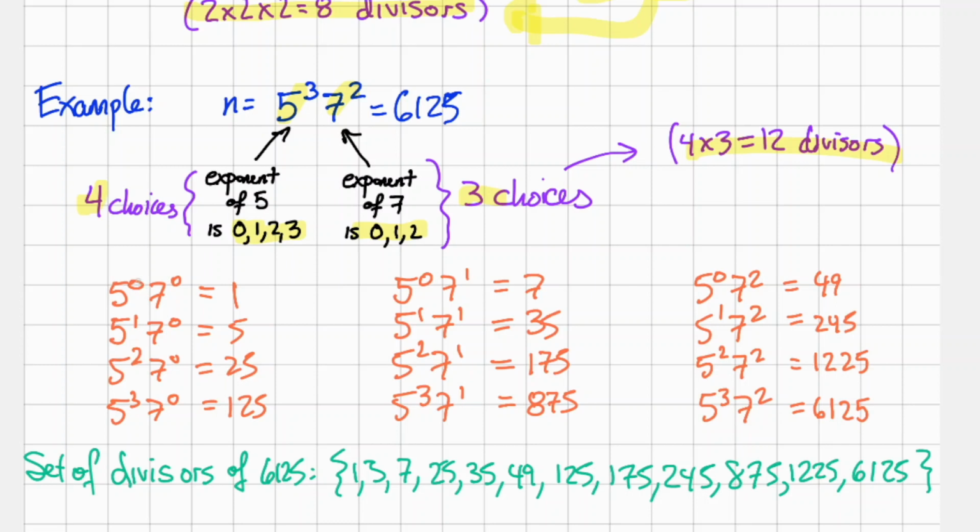If we go through and we choose all possible choices for the exponents of 5 and 7, we see that indeed there are 12 divisors, and we can write them out as 1, 5, 7, 25, 35, 49, 125, 175, 245, 875, 1225, and 6125.